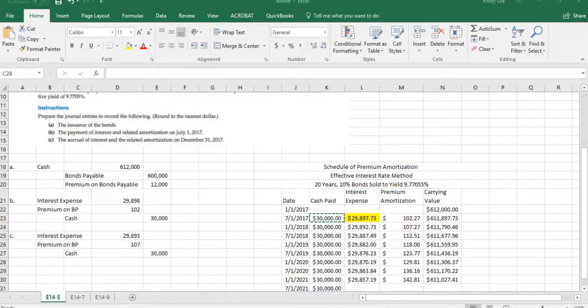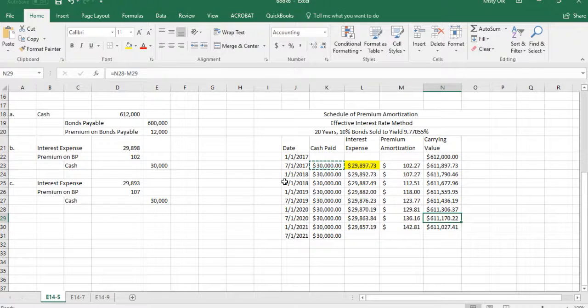So when we want to look at this, and someone says, what is the carrying amount of the bond at any given point in time? You can actually look here and see that on that day, after the transactions, it is $611,559.95. On this day, it's $611,170.22. And this would just continue on through the full term of the bond.